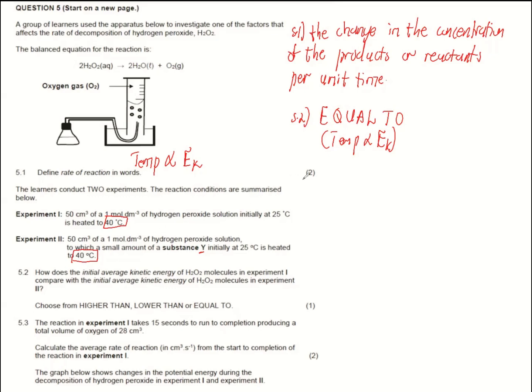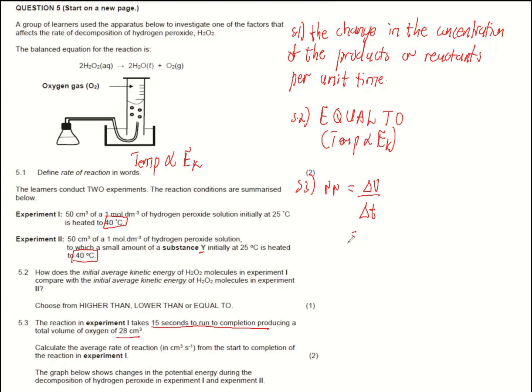Okay, then 5.3 says the reaction in experiment 1 takes 15 seconds to run to completion, producing a total volume of oxygen of 28 cm³. Calculate the average rate of reaction in cm³ per second from the start to completion of the reaction in experiment 1. So let's calculate that one. It's basically just a straightforward question. We are just going to say rate of reaction is change in volume over change in time, right?